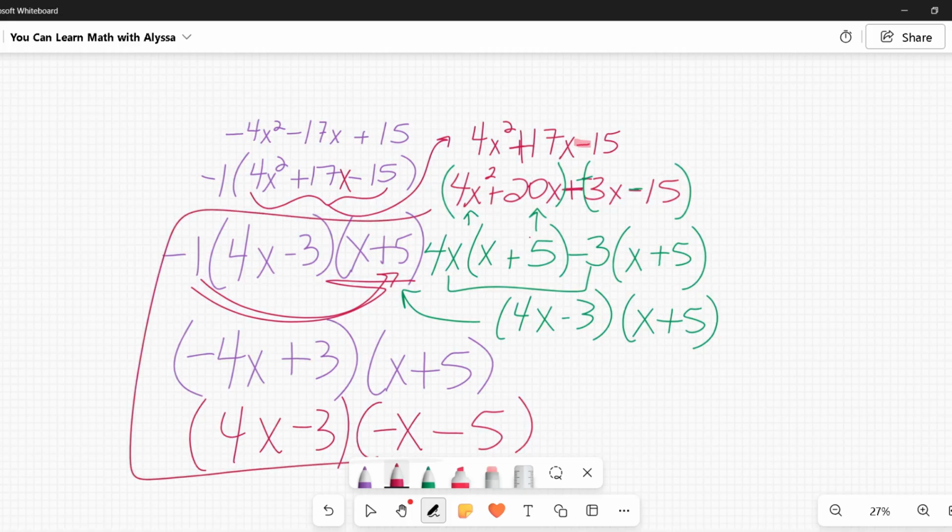All three of these things are exactly the same. If I distribute each of these using FOIL, I'm going to come back to this same quadratic of negative 4x squared minus 17x plus 15. All three are correct. Again, it just depends on your teacher, which way they want you to present it.